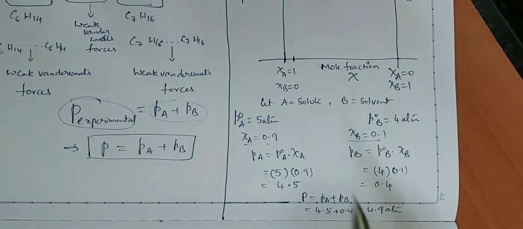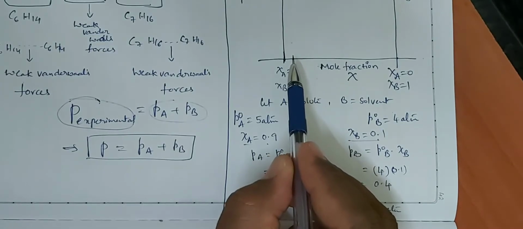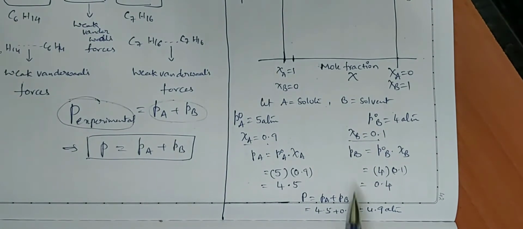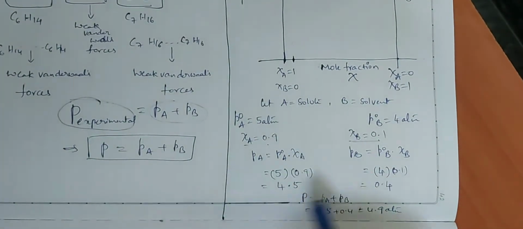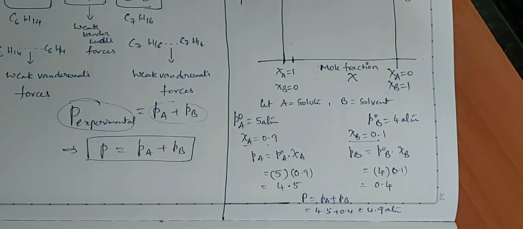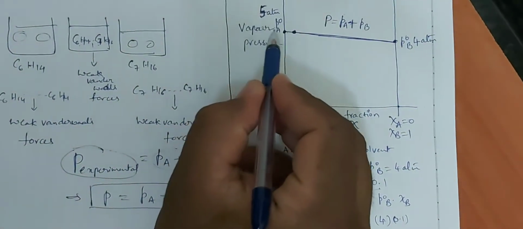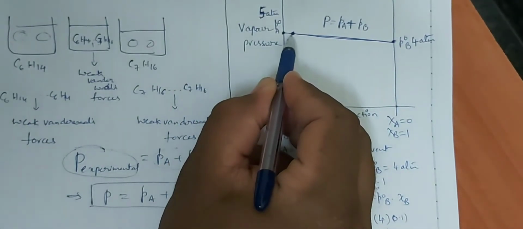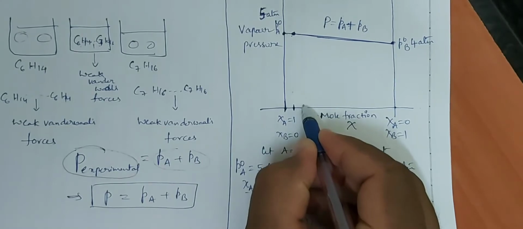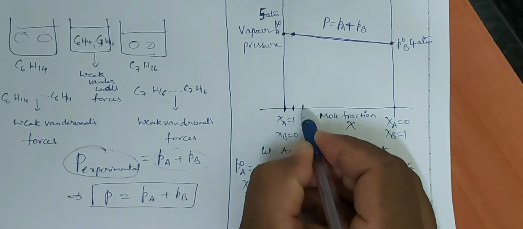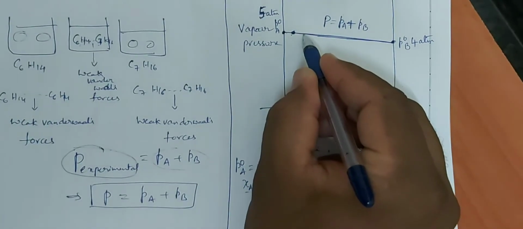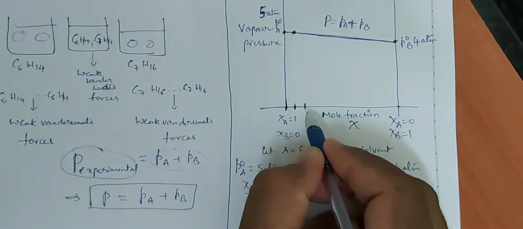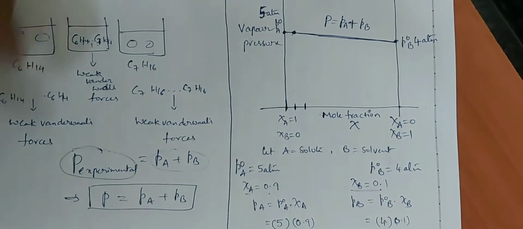If you observe, at this point total pressure is 4.9 atmospheres. By taking the help of these numerical values we can understand. That's why I took them. Now observe this. This is 5 atmospheres, this is 4.9. Now I am going to take one more solution here and calculate. You will definitely get a point here. Let us see that calculation.